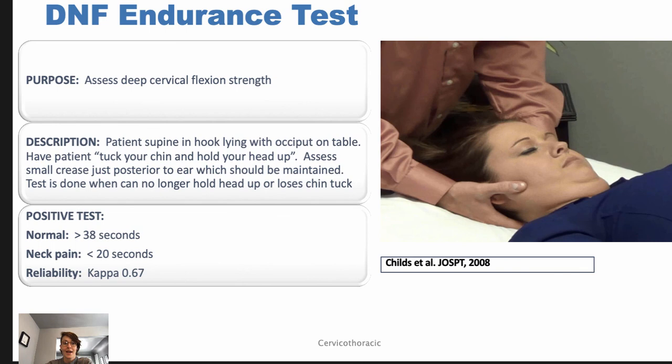In the original test, they had the patient fully chin tuck and put a Sharpie line on the chin fold, the neck fold, the double chin in the front, and then if you could see a break in that line, then that would indicate that they failed the test. So normal for this is 38 seconds. Those with neck pain are somewhere less than 20 seconds.